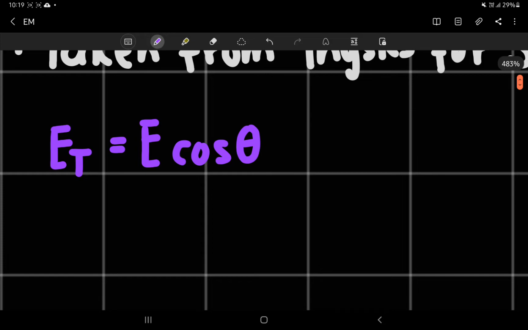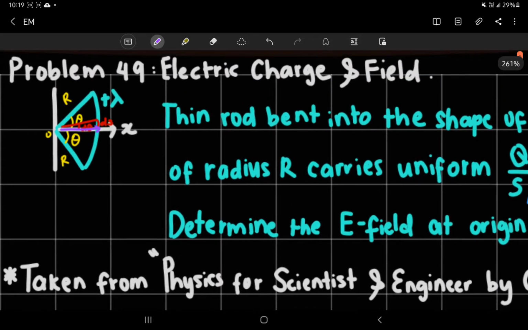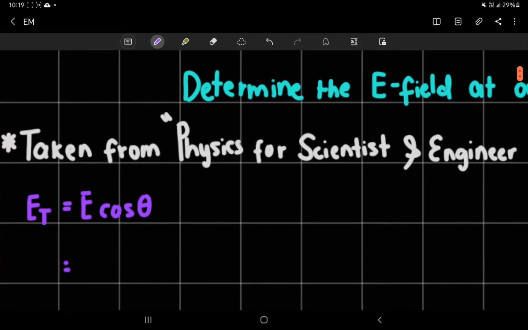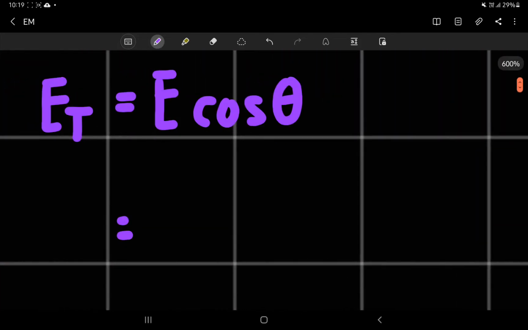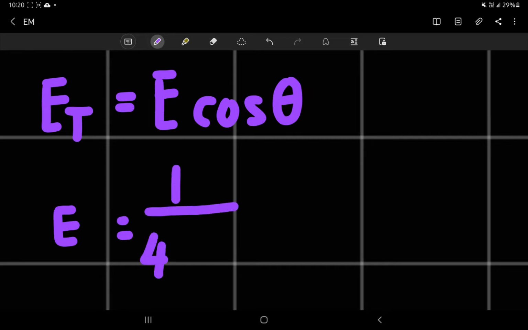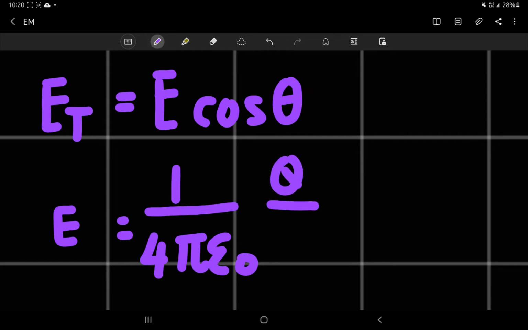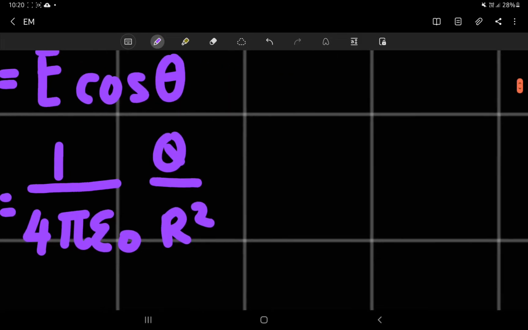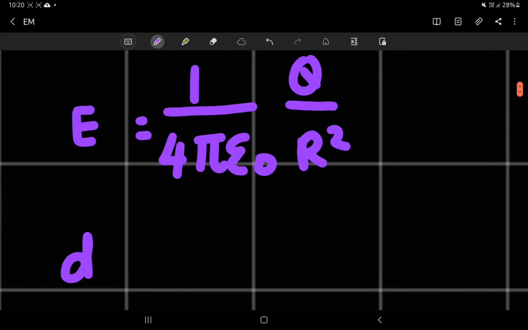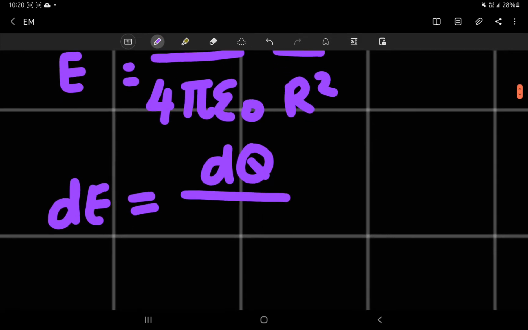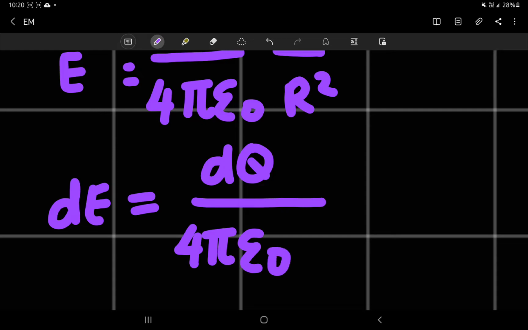Because only the x component, the horizontal component, remains, which is E cos theta. We know that E is 1 over 4 pi epsilon naught times Q over r squared. In differential form we have dE equals dQ over 4 pi epsilon naught r squared, because we are considering a small region.